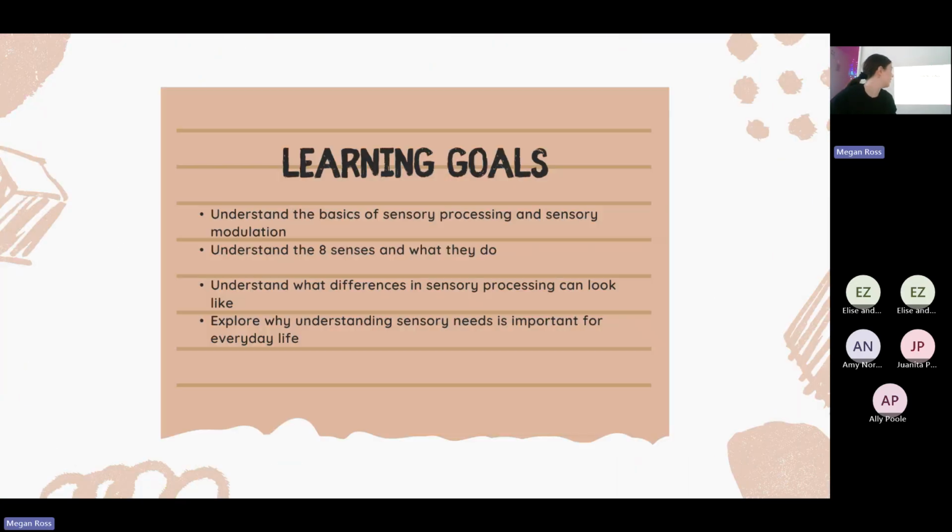Okay, so our learning goals for today are understanding the basics of sensory processing and sensory modulation, mostly just getting a background understanding of what's going on when we talk about sensory processing and what we mean. Understand the 8 senses and what they do, understand what differences in sensory processing can look like and how we might be able to notice what might be happening for some people in that way, and explore why understanding sensory needs is important for everyday life.